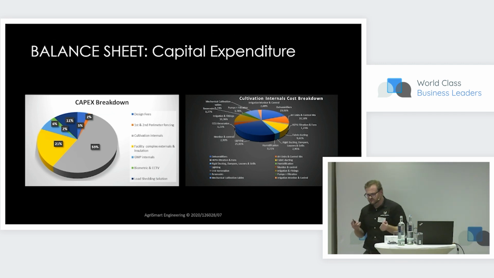How does this translate to the balance sheet? Well, any ROI is a function of your capex and your operating margin. If you look at your capex breakdown, again, more than half of it should be in your cultivation. And if you look at the internal cost breakdown of your cultivation, you will find the same pattern of interdependency. Your lighting, air handling, HEPA filtration, ducting, dampers, grills, humidification, dehumidification, and mechanical aeration make up, again, close to 90% of the capex components in your cultivation section.